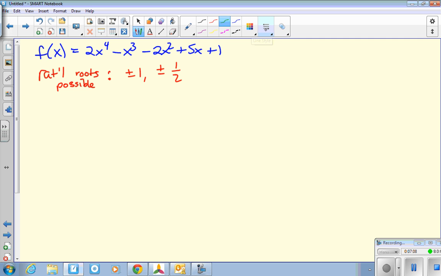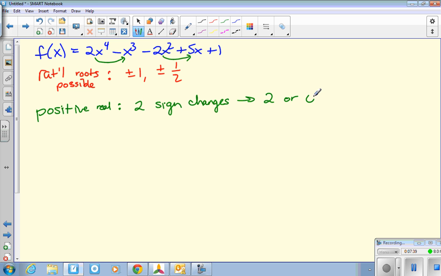Well, now let's move on to Descartes' rule of signs. Let's look for the positive real zeros, or roots. Count the sign changes. There are 1, no more there, 2 sign changes. So because there are 2 sign changes in f of x, that means that there are 2, and don't forget to subtract multiples of 2, or 0 positive real roots.